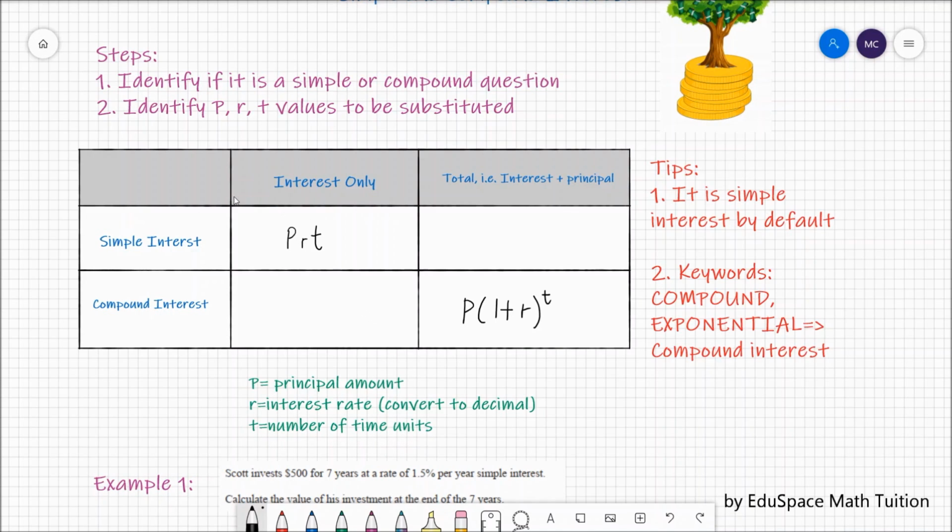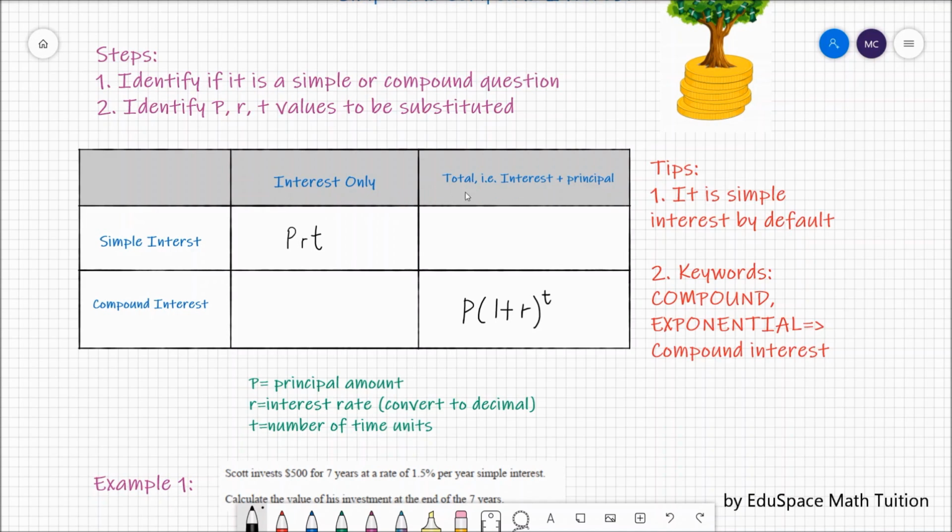So the main difference between simple interest and compound interest is their formula. For simple interest, the formula is PRT. For compound interest, the formula is P bracket 1 plus R to the power T. I believe everyone should know these two formulas. However, some people do not know the difference between these two formulas. PRT under simple interest, if you apply this formula, you will only get the interest amount.